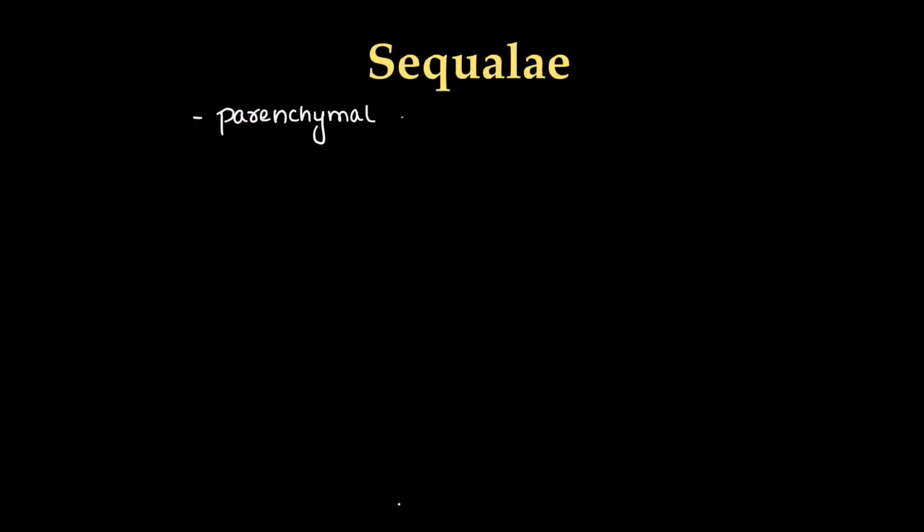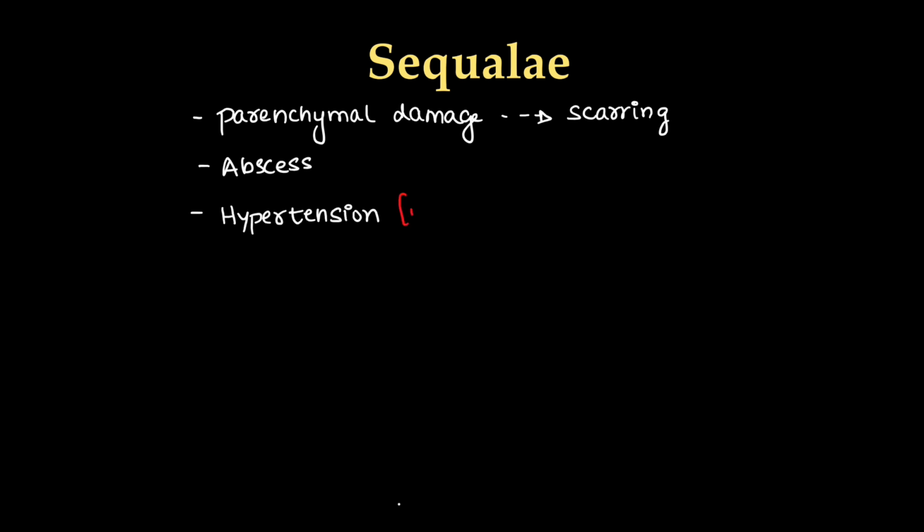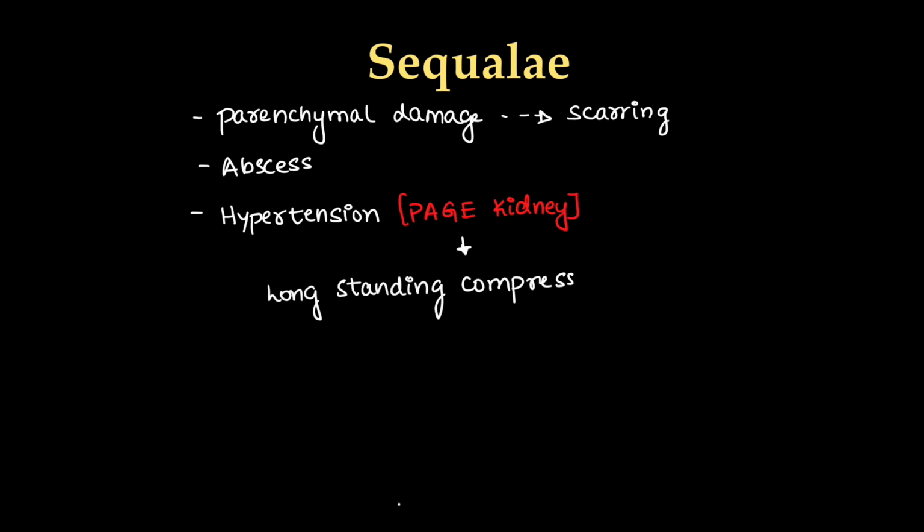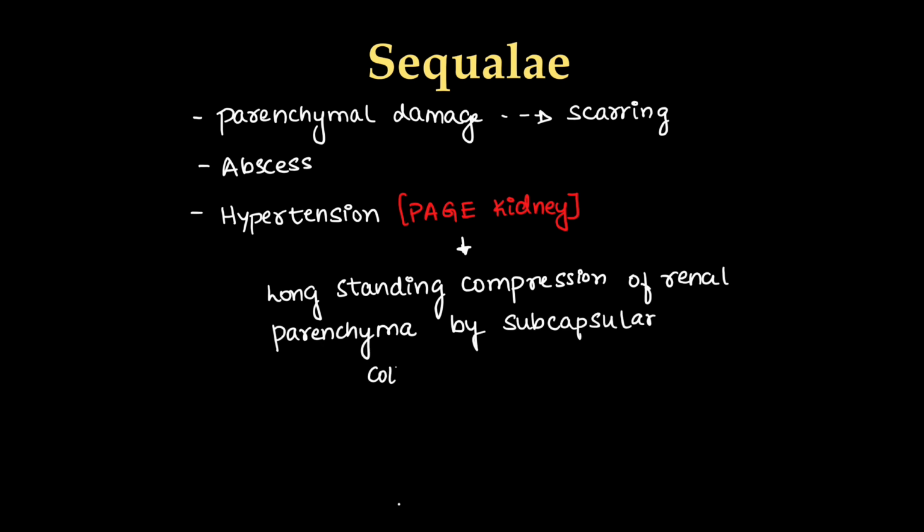Sequelae to renal trauma: there can be permanent parenchymal damage which results in scarring. There can be abscess by superimposed infection. Hypertension can occur, that is known as Page kidney, where there is long standing compression of the renal parenchyma by the subcapsular collection, which will activate the renin-angiotensin system.